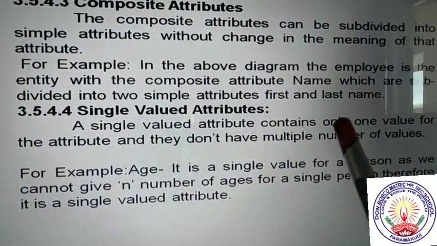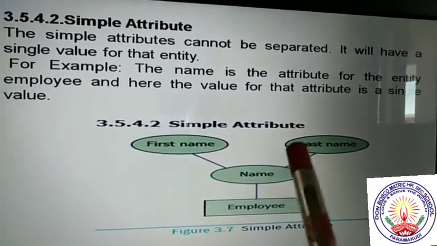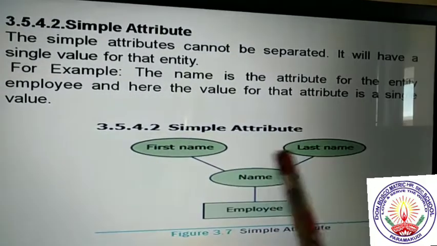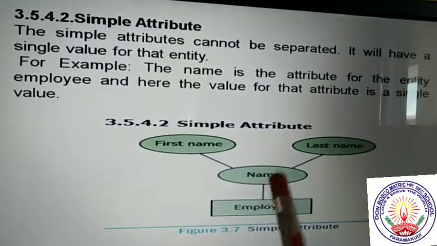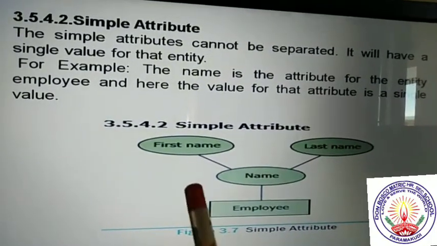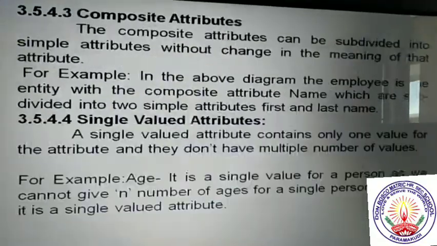Can you understand, students? So name is one of the attributes, and it can be divided into two parts. We have to consider name as one attribute, and subdivide it into two parts, first name and last name.